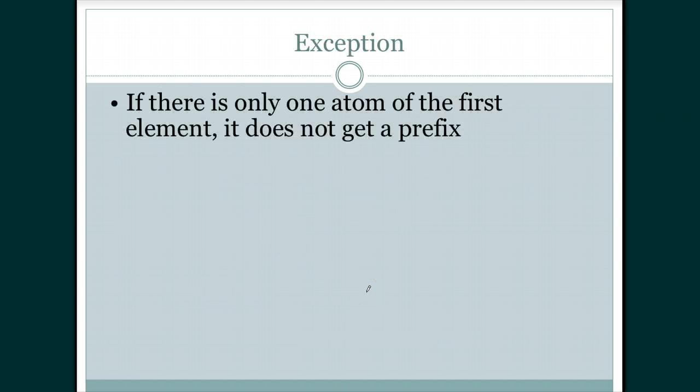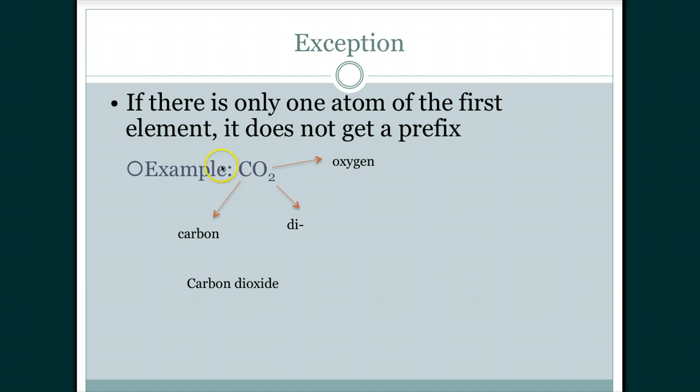Another example. If your first element is 1, like here we have carbon by itself, there is no subscript under it. So we technically would have to say mono, but we don't, only for the first element. So our second element is oxygen, and there is 2, and you all know that this is carbon dioxide, right? Because it's carbon the way it is. We do not say monocarbon dioxide, we just say carbon dioxide.